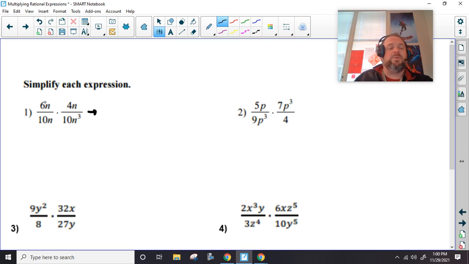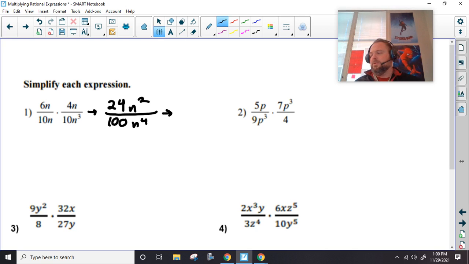All right. So 6 times 4 is 24. And n times n is n squared. Then on the bottom, 10 times 10 is 100, and this would be n to the 4th. Okay, so this is the point in time I would actually use my calculator because I'm not very good at reducing fractions. I was the kid that never got the greatest common factor thing. I would have to divide by 2 all the way down. Let's see. 24 over 100. All right, so this actually ends up being 6 over 25.